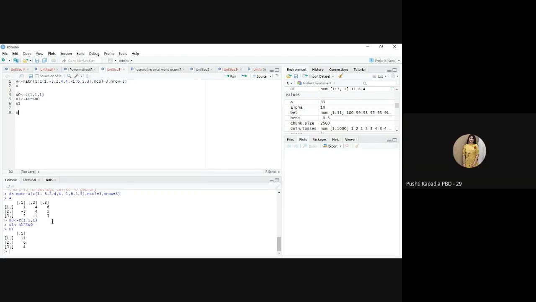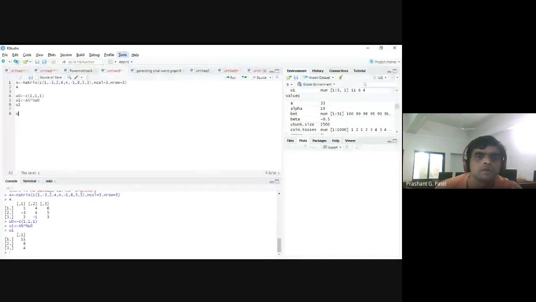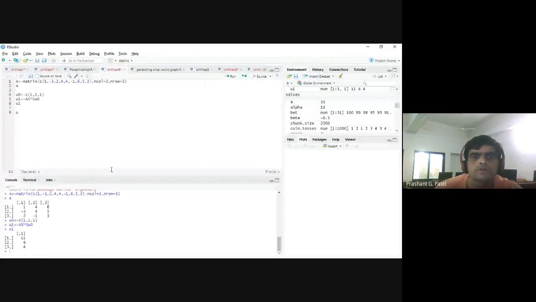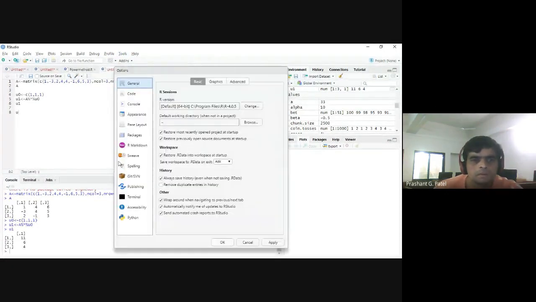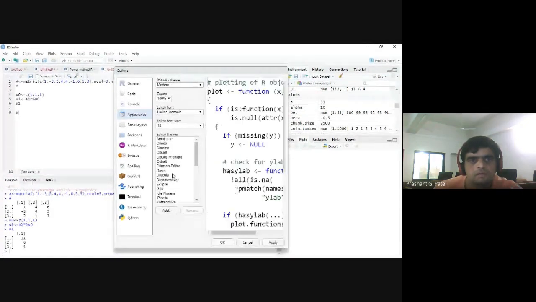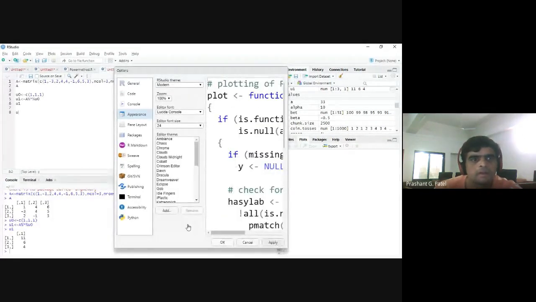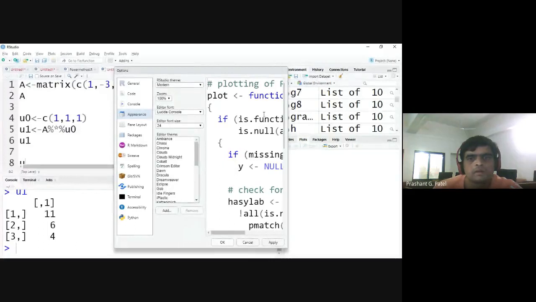can you please increase your font size? okay, insert is in tool, global option, preference, appearance, is 24 18 24. Let us do that. Apply. Okay now.